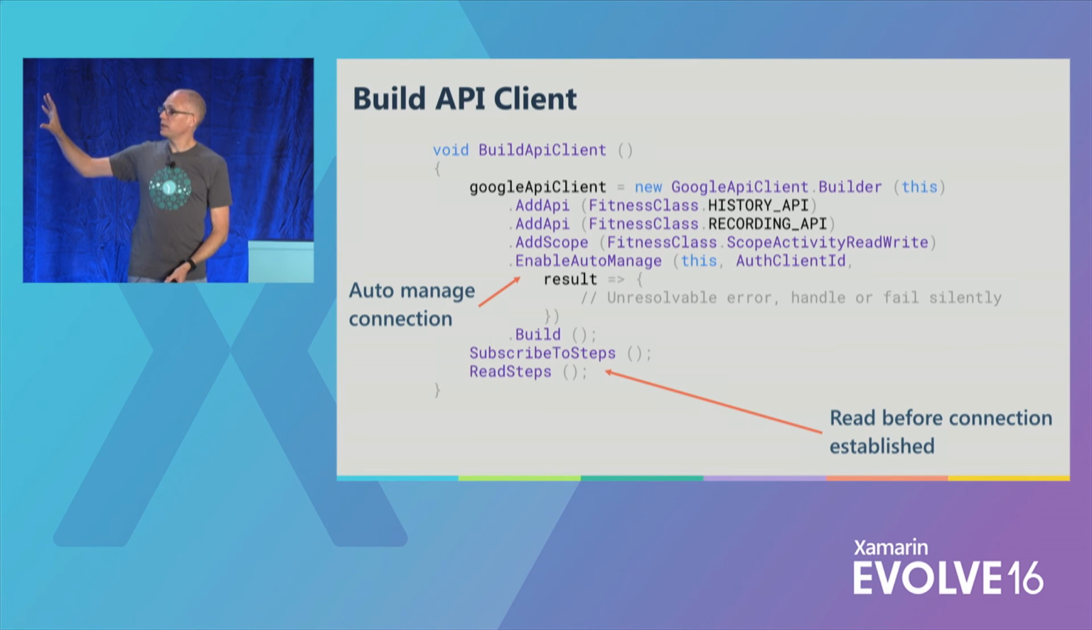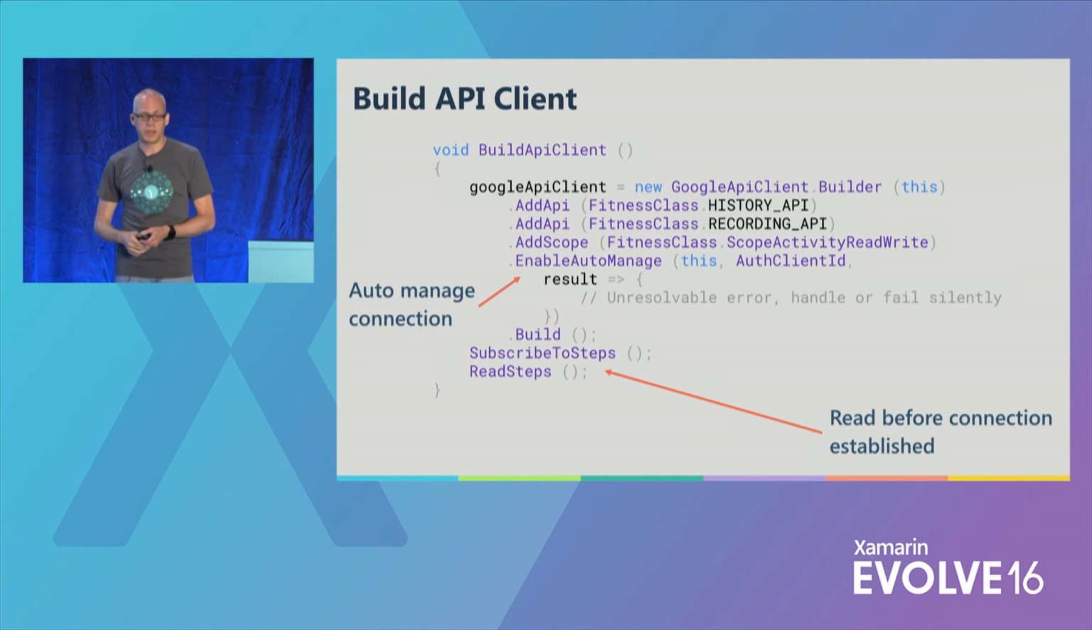So building the API client, if any of you have used the Google API client before, this is going to look fairly familiar. Suffice to say, we're asking for access to 2 APIs. There is a scope in there which indicates what we're looking for. Now, I've been bad here because I've asked for both read and write on the activity. I'm only wanting to read the steps. That should really be scope activity read.